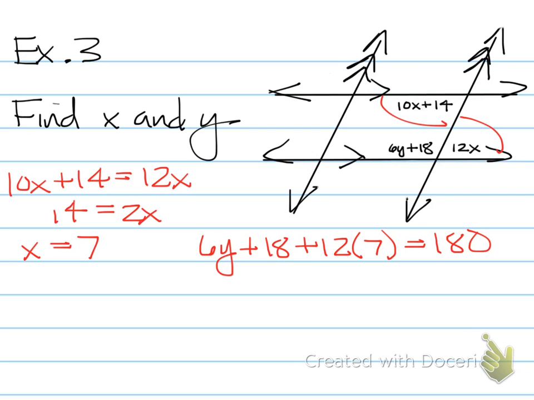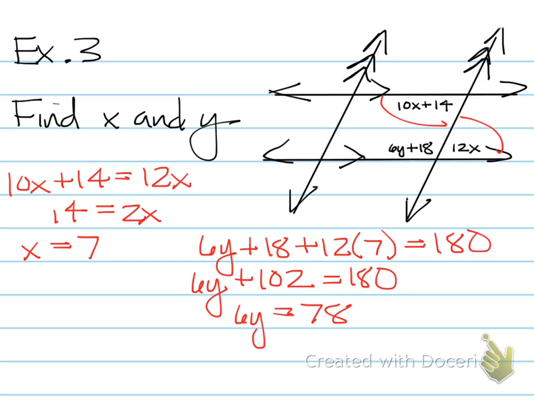And the 6y plus 18 angle and the 12x angle, they form a linear pair. They're adjacent to each other, so they add up to 180. So when I plug in 7 for the x in 12x, I get 12 times 7, and then plus 18 is going to give me 102. Then subtract 102 from both sides to get 6y equals 78. Divide both sides by 6, and y is going to equal 13.